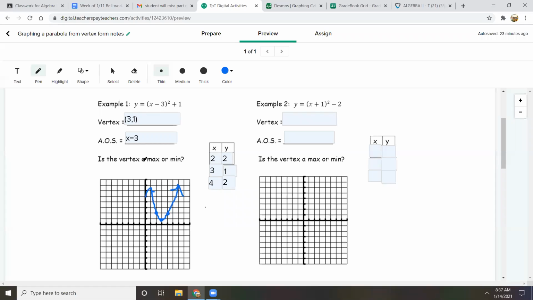And then they ask, don't forget to answer this question. They ask if your vertex is a max or a min. So remember, your vertex is this point here. So basically, is this the high point or the low point? In this problem, it's the low point, so this would be a minimum.